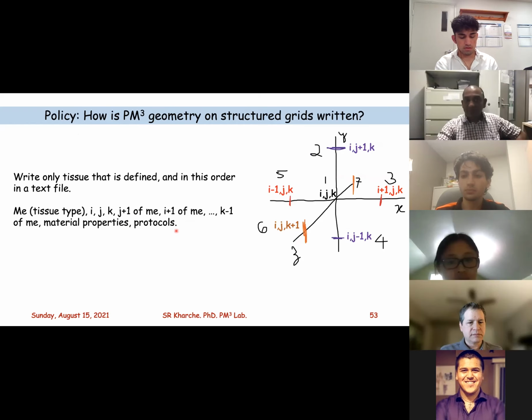Comes a little bit of policy in that this is how the geometry files in PM3 format are written. So this, I believe, is specifically mine and Randa's problem, which we have resolved. But we have a policy on how geometries are written for our structured finite differences.